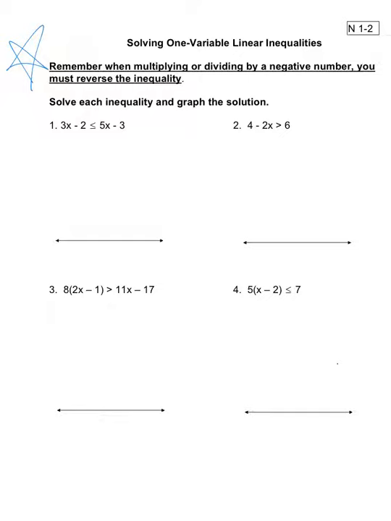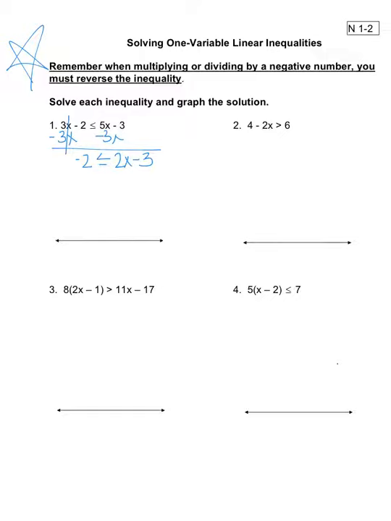Okay, so let's look at number 1. So notice that we have variables on both sides. It doesn't matter, we talked about yesterday, it doesn't matter which side you move your variable to. Okay, so I'm going to move 3x to the right side, so that way it stays positive. So I'm going to subtract 3x on both sides. So I'm left with negative 2 is less than or equal to 2x minus 3.